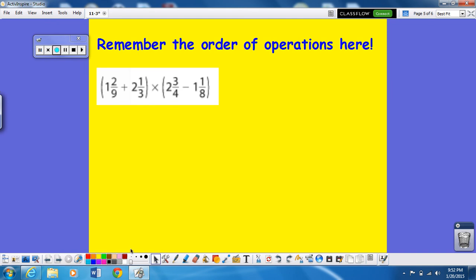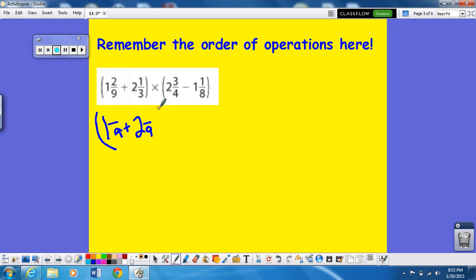Okay? Now, last problem we're going to work together. This problem, I don't want it to scare you. I put a note that I do want you to remember the order of operations. We are inside parentheses, so we obviously do that first. But when I look, it's adding inside the parentheses. And I know when I add, my denominators have to be the same. So I'm going to change this to 1 and some ninths plus 2 and some ninths.